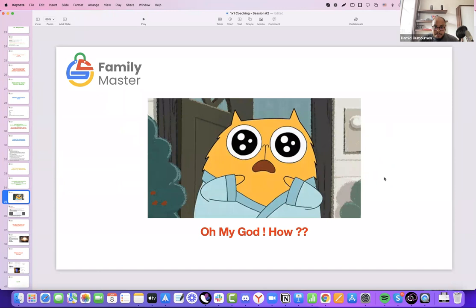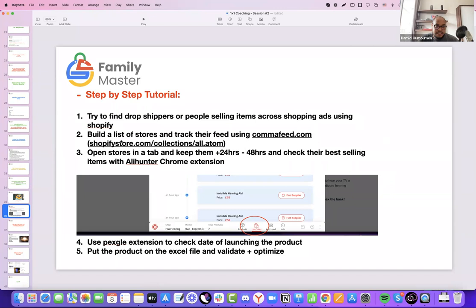So it's easy. When you are doing the search, you are trying to find dropshippers or people selling items across the shopping ads using Shopify. You build a list of the stores and you track them with comafeed.com. You know this thing, right? Good. Then you open those stores and keep tracking them for 24, 48 hours. Don't close the browser. Don't close the laptop. You need to keep the laptop and everything open.